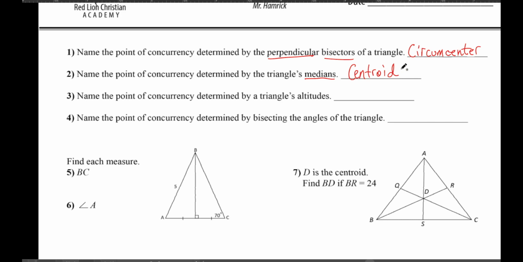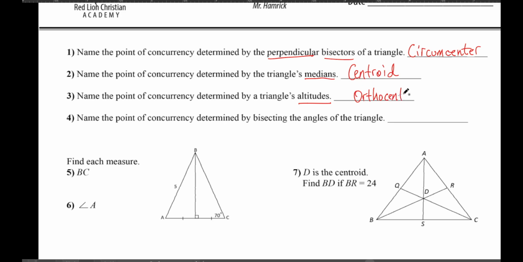I'm not going to go back and describe and draw it and all that kind of stuff. You can go back to the old lessons and you could see, but I'm just giving you the answers so that you know what they are. All right, and then the next one. Name the point of concurrency determined by the triangle's what? The altitude. So if I go from one vertex perpendicular to the opposite side, that's the altitude. All right, that is the orthocenter.